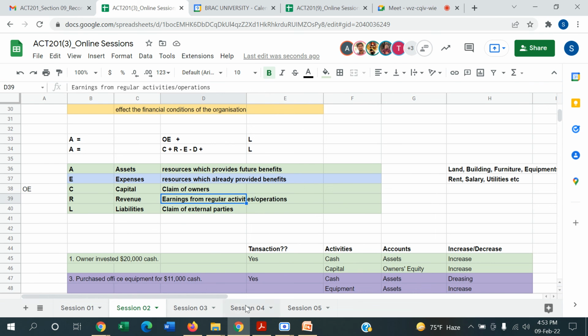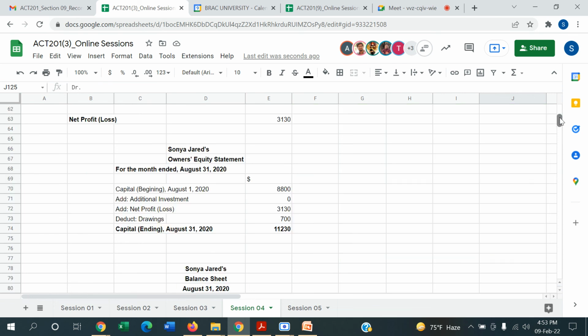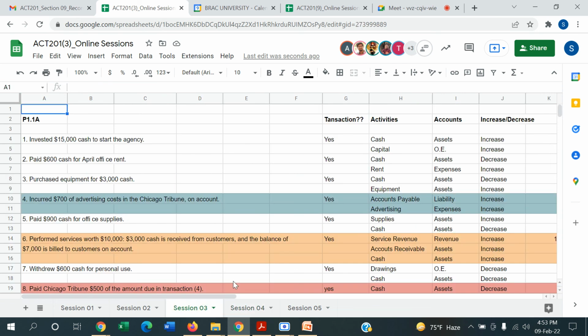Say for example, if you look at any transactions of the revenue, maybe we have discussed them in this session as well as the previous session.